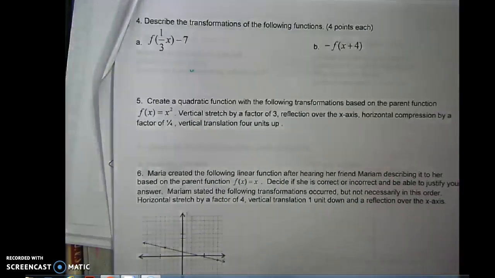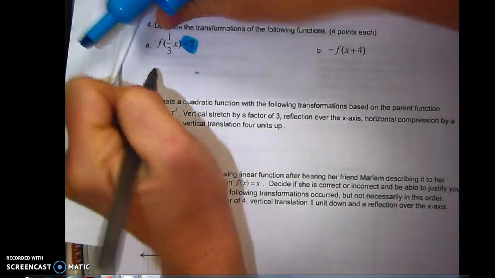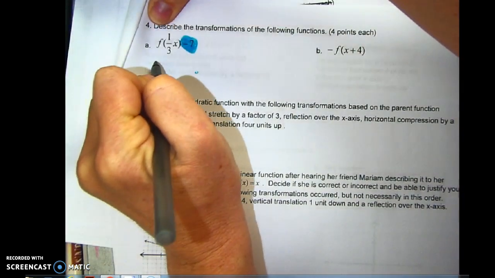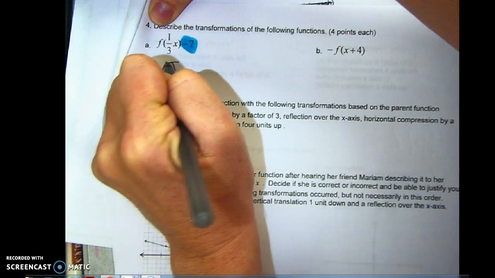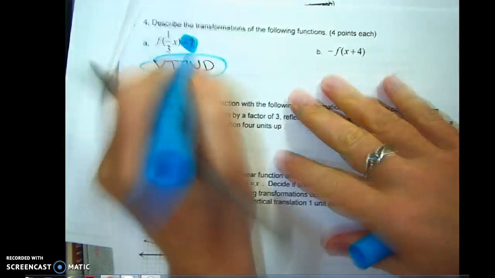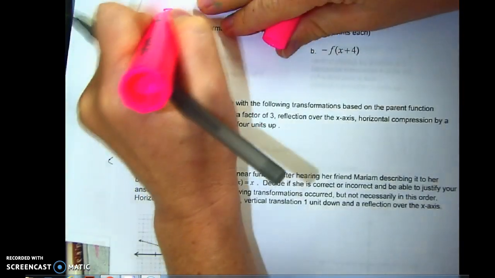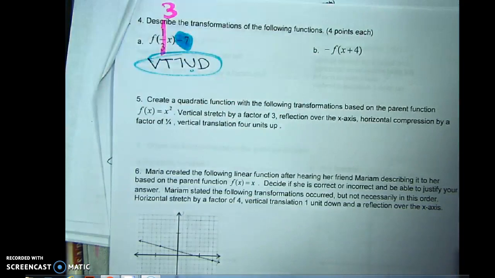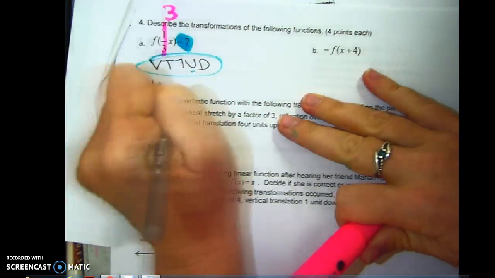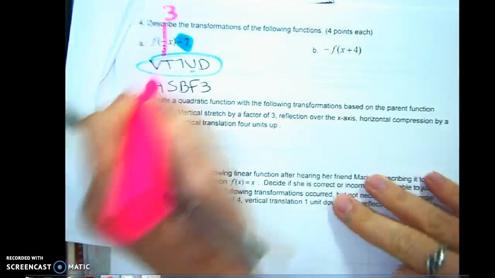Page 2, describe the transformation. All right, so this right here means, and I'm not going to write it out, I'm just going to initial, but you need to write it out. Vertical translation 7 units down. So that's the 7. The 1/3 is with the x, which really means it's the inverse, 3. So that means it is a horizontal stretch by a factor of 3.